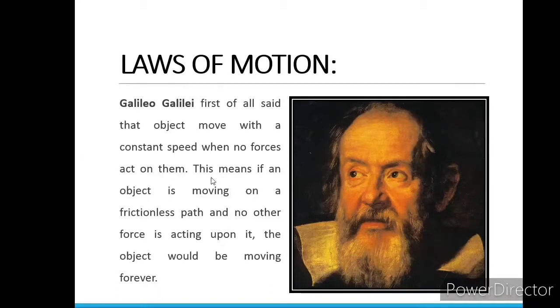So this means if an object is moving on a frictionless path and no other force is acting upon it, the object would be moving forever. It will never ever stop. That is what Galileo Galilei first said, even before Newton. Newton comes after Galileo. So before Newton, Galileo Galilei stated that the object continues to move without any change in its speed if no force acts upon it. So Galileo Galilei was the first person to give one of the famous laws of motion.